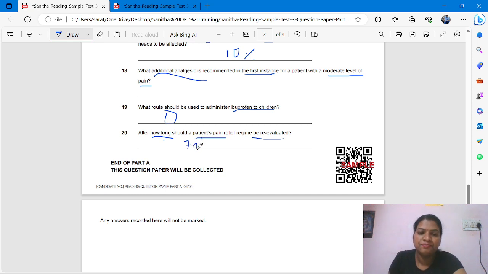So OET reading part A is very easy. It is an easy method. The very important thing in OET reading part A is that you have to get 20 out of 20. Then generally you can score B in OET reading. So be careful. Please practice. This is your mantra. Okay, please practice.